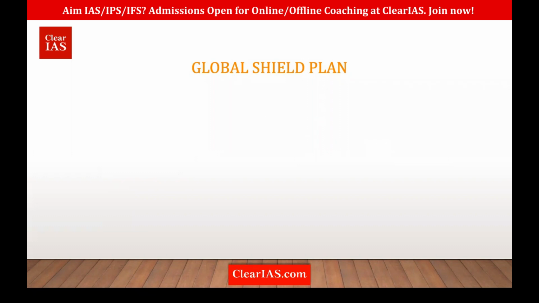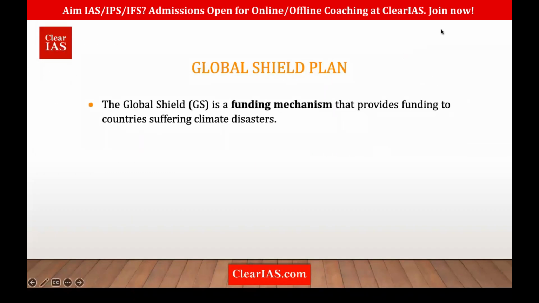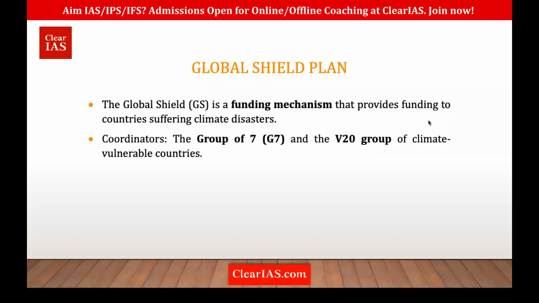Okay. Now there's another funding mechanism called the Global Shield Plan. As the name suggests, it's a shield for overcoming the climate problem. This is also a funding mechanism, especially for those countries suffering from climate disasters. We already spoke of the loss and damage fund. This is not an alternative for the loss and damage fund. Rather, it acts as a complement. That is, there will be the loss and damage fund, and this shield would act like extra protection on that. Okay, that is Global Shield Plan.